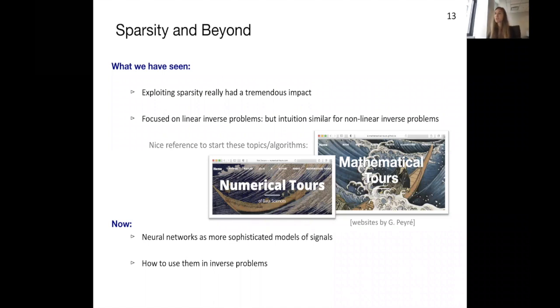Okay, so now what we are going to see is how we can use more sophisticated models of signals, which are neural network priors, and how we can use them in inverse problems. So before I start that, maybe it's a good time to ask questions if there are more.